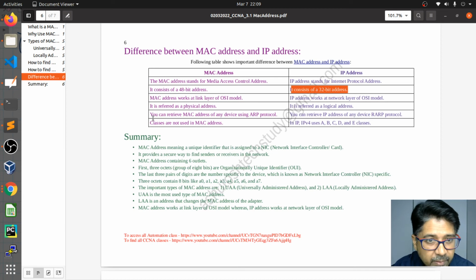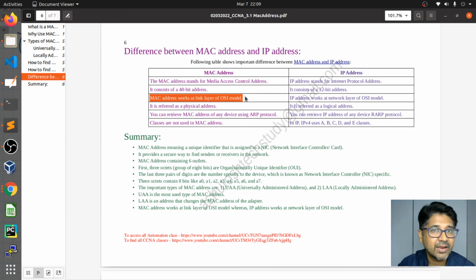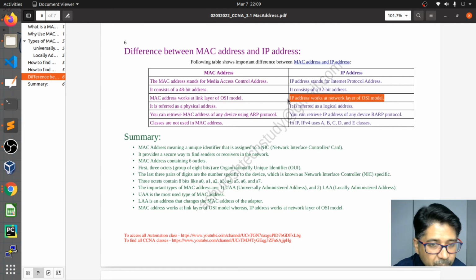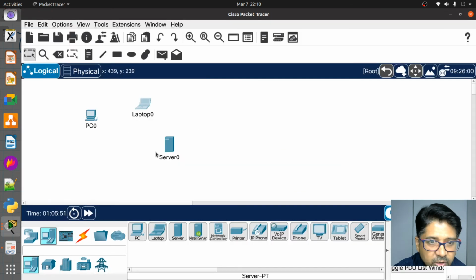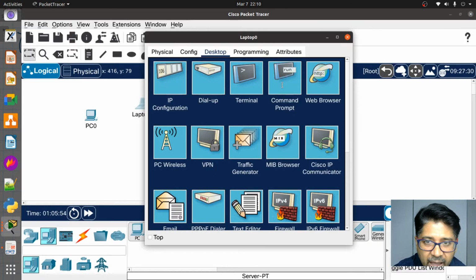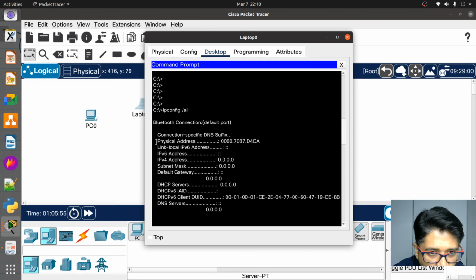Now the MAC address works at the link layer of the OSI model, which means it is a layer 2 protocol, whereas the IP address works at layer 3. We will see that in the upcoming section. The MAC address is called the physical address, and the IP address is called the logical address. You can check this in Packet Tracer. Okay, clear?